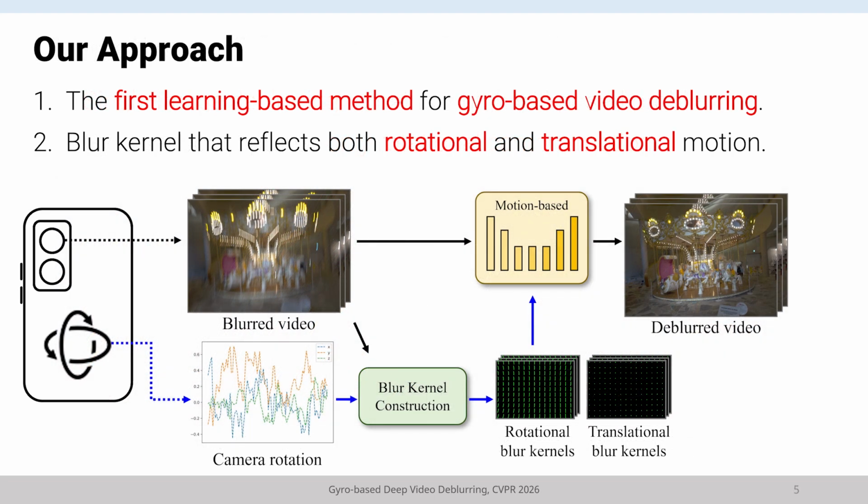To overcome these limitations, we focus on gyro-based video deblurring. In this paper, we propose the first learning-based method for the task. We also propose a novel blur kernel construction scheme that considers both rotational and translational motion. In particular, we estimate translational motion using both gyro data and video frames. Next, we describe how the blur kernels are constructed.